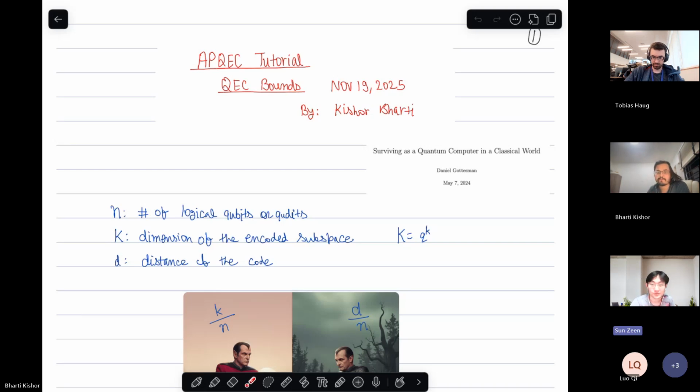After two sessions on decoders, in this tutorial Kishore will explore a more fundamental question: which quantum codes are actually possible. The tutorial will answer this in two parts. The first part is the theoretical limits. We'll go through the Singleton, Hamming, and Gilbert-Varshamov bounds.